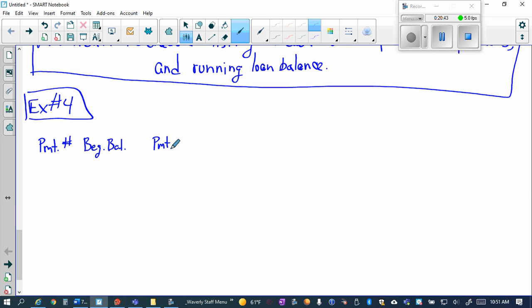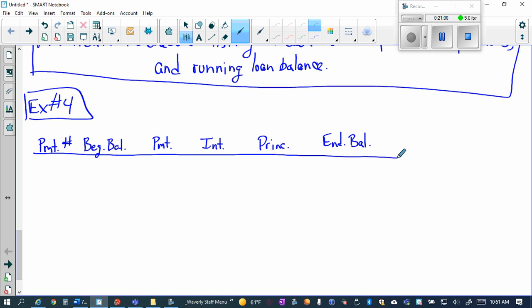Now here's what will start changing again. The interest portion of the payment and the principal portion of the payment. And of course the ending balance each month. All right, so let's make this into a little chart. Draw some lines here. Like this, beginning balance, that.